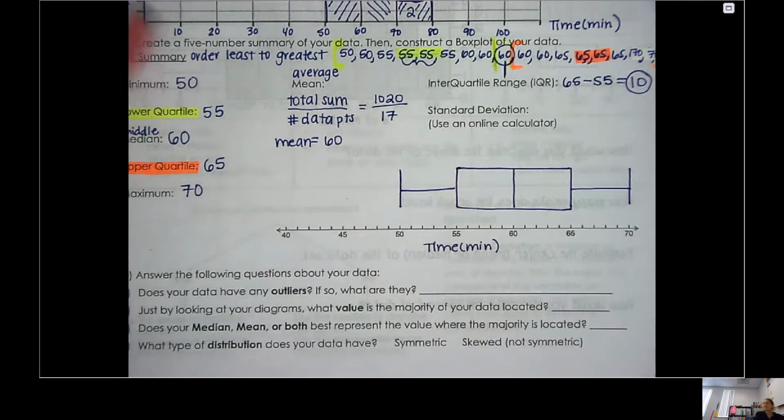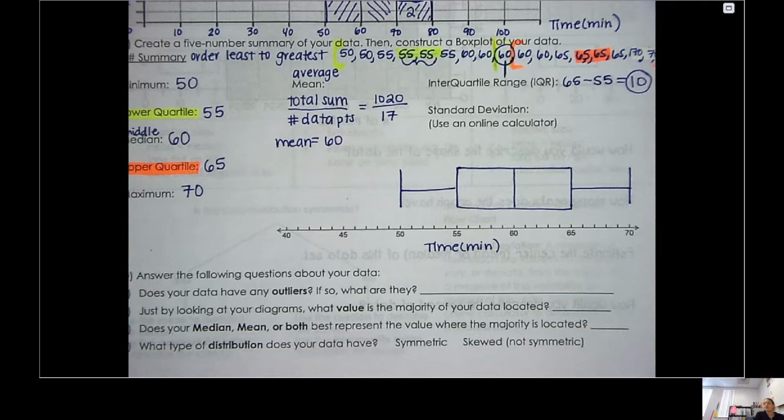Oh, is this the whisker plot? Yeah. It's called a box plot or a box and whisker plot, depending on what you call it.